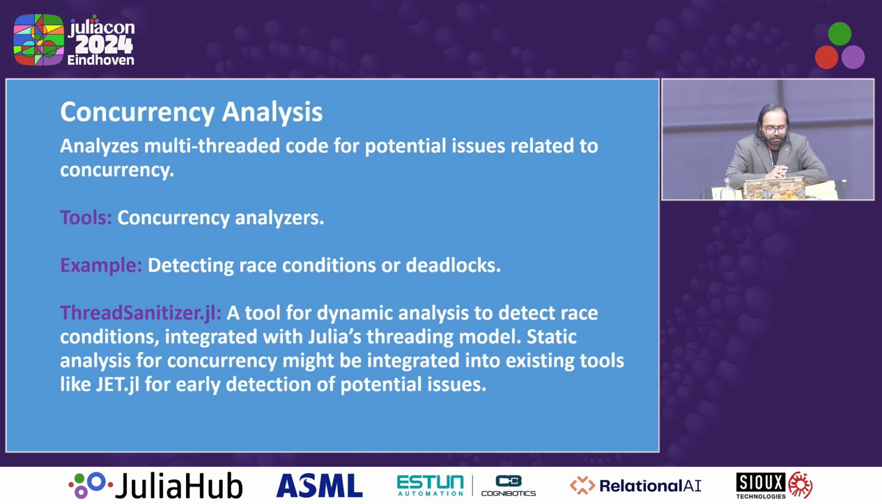The next one is concurrency analysis. It analyzes multi-threaded code for potential issues related to concurrency. Here we need to make use of concurrency analyzers. Examples are detecting race conditions or deadlocks. You can use a library called ThreadSanitizer.jl, which is a tool for dynamic analysis to detect race conditions, integrated with Julia's threading model. Static analysis for concurrency might be integrated into existing tools like JET.jl for early detection of potential issues.